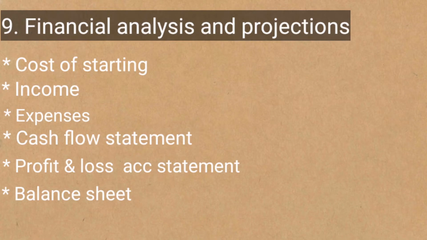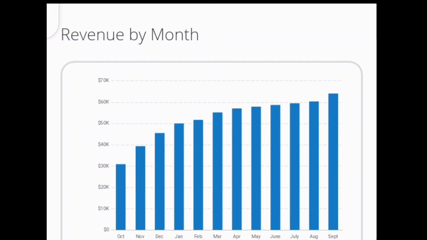And finally, we have the ninth element, which is the financial analysis and projections. This section should contain the money you need to get started, how you will use the money, the income you hope to make off your products, expenses, cash flow, and balance sheet. So here's how you draw an estimated chart of your revenue for the month. As you can see, in the month of October, you made a little bit above $30,000. In November, you made about $40,000, and so on and so forth.